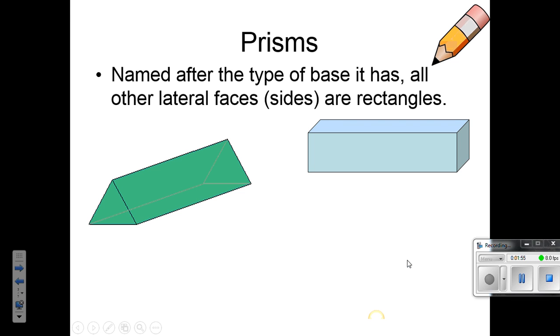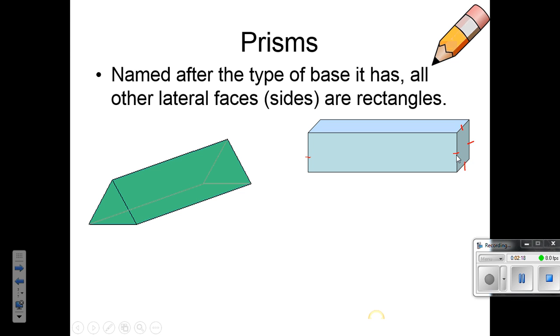This would be a square prism. And the reason why it would be square is because this is the base. You can't see the base over here, but the base over here is square, and all of the other lateral faces would be rectangles. And there would be four sides that would be rectangles because a square has four sides.